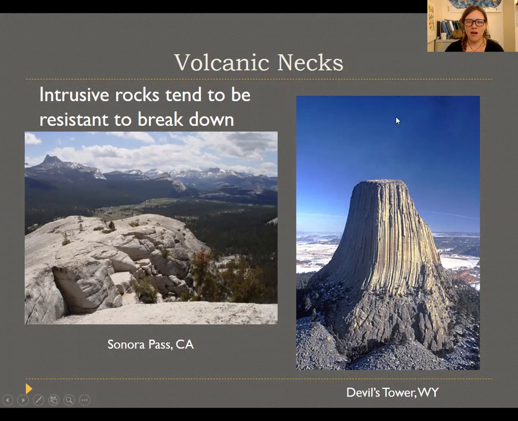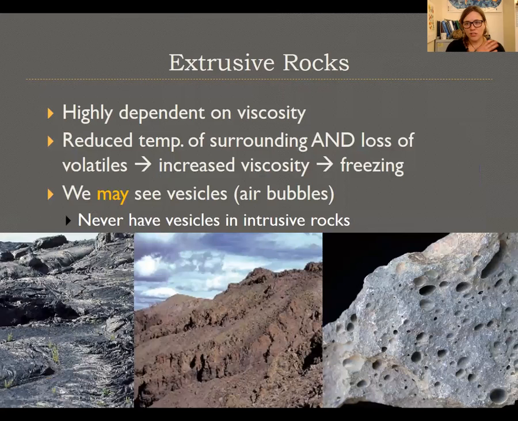And so as the overlying landscape erodes away, often these volcanic necks will really stick up and be prominently visible even when the rest of the landscape has eroded away. So Devil's Tower is a very famous example of an intrusive igneous rock that's kind of sticking up, this volcanic neck in Wyoming. There's some of these around here, even in Plumas County. And here's a picture of kind of a volcanic neck visible from Sonora Pass, lower down in the Sierra Nevada. Okay, so those are some examples of intrusive igneous rocks.